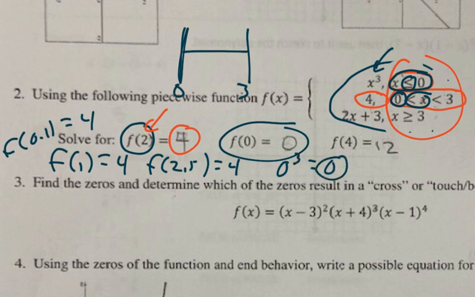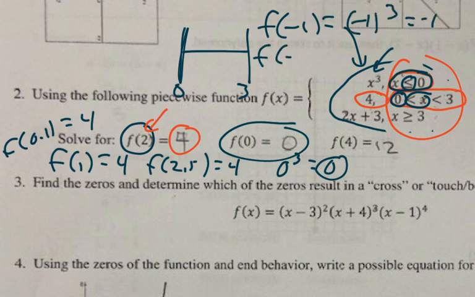But just for clarity, for any number less than or equal to 0, like f of negative 1, you would plug it in here and do negative 1 cubed and get negative 1. F of negative 2 would be negative 2 cubed, which is negative 8, and so on. So anything less than 0 is going to be cubed. That's what it's saying.